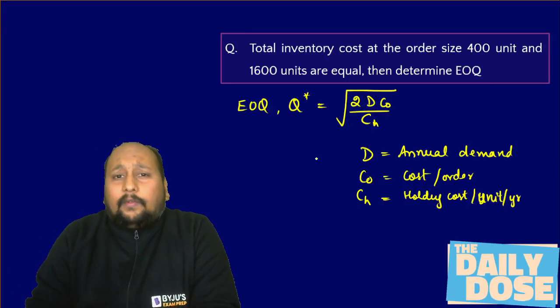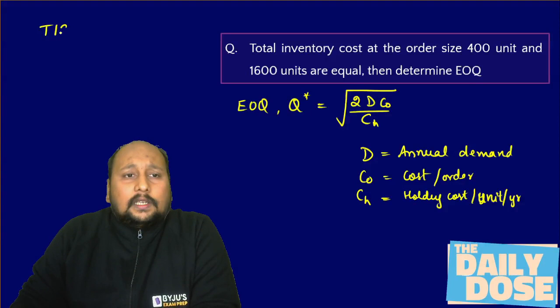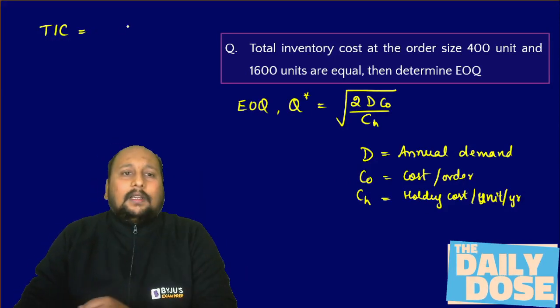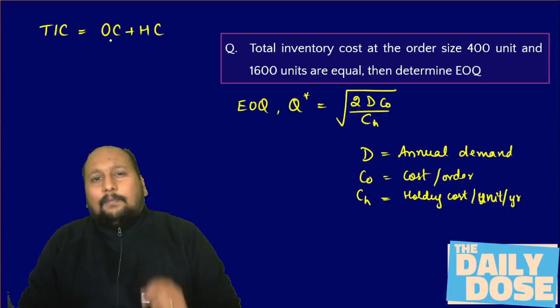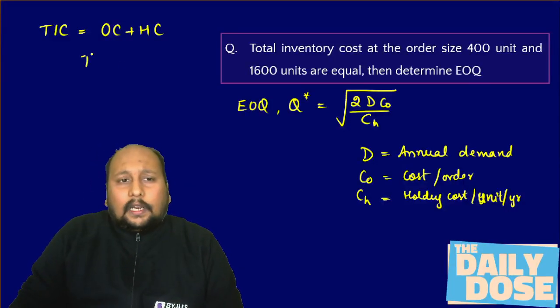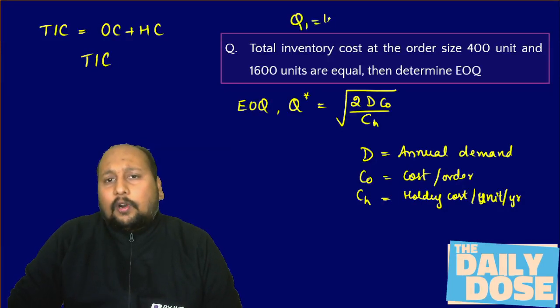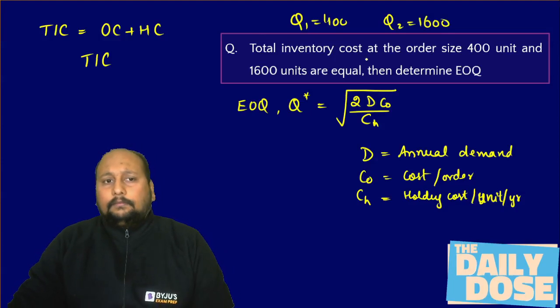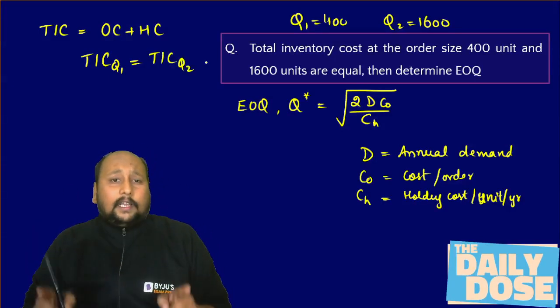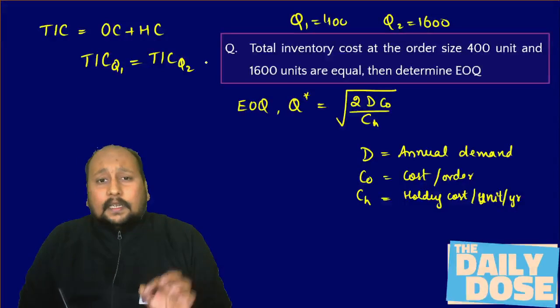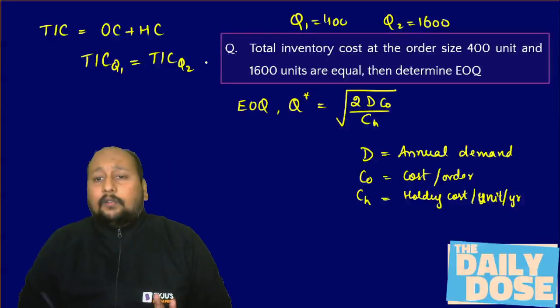Now, what is this total inventory cost? We know that the total inventory cost, apart from EOQ, is nothing but the summation of the ordering cost plus the holding cost. Let us apply this concept because they are saying the total inventory cost at 400 units. Let us say I'm taking Q1 equal to 400 and Q2 equal to 1600, right? So TIC at Q1 is equal to TIC at Q2. That means the total inventory cost at 400 units and at 1600 units is exactly equal.